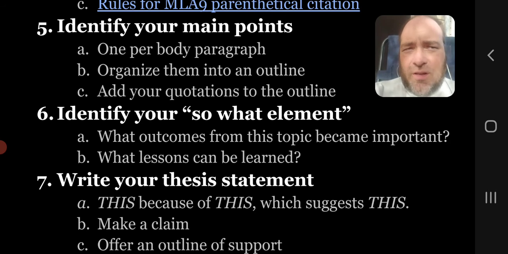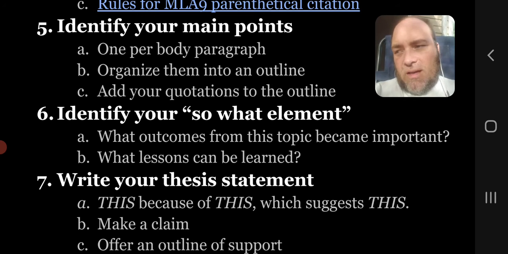An outline never gets turned in to anybody. It doesn't have to be a particular form, though it does in this case. I'm going to look at it. But when you go off to college, you're not going to have to turn in outlines.